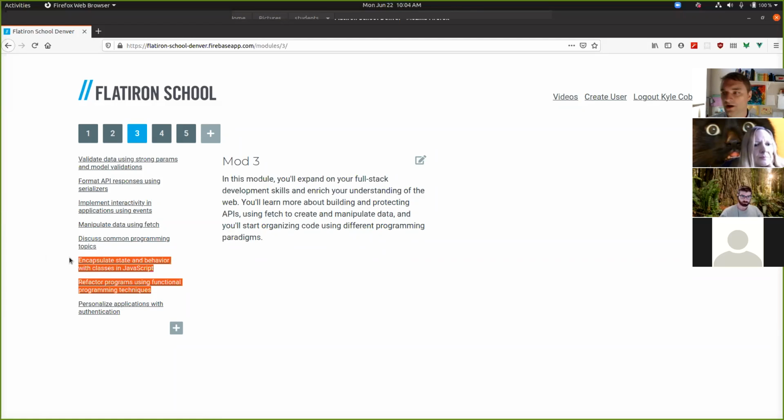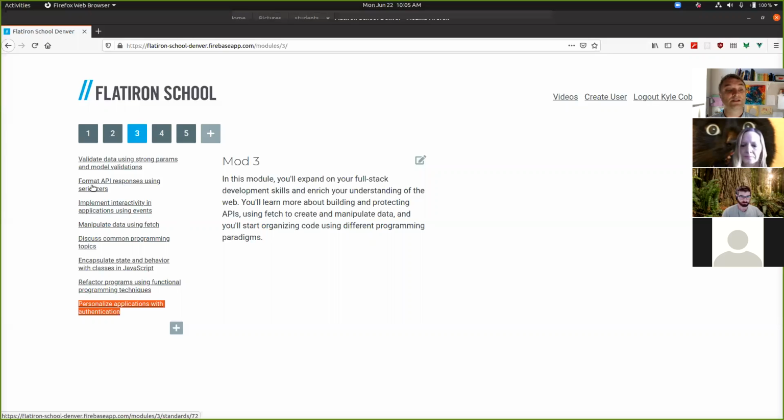These two are also optional, but we're definitely going to talk about them next week. We're talking about programming paradigms, functional programming versus object-oriented programming. And then the last thing we do in this module is auth.